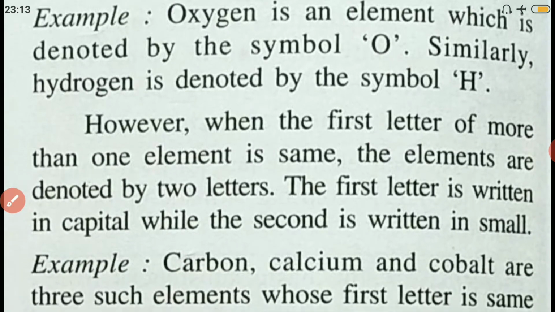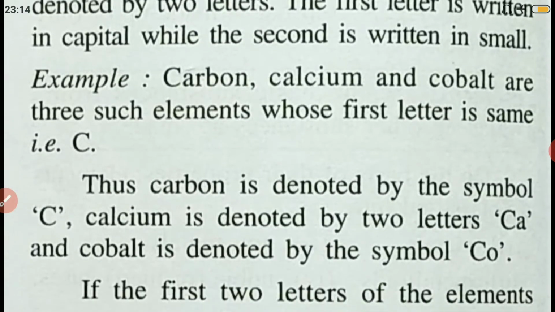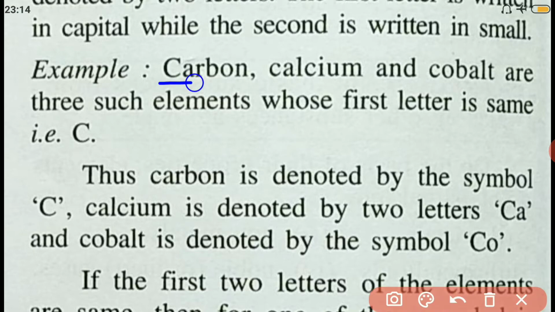Going further, however, when the first letter of more than one element is same, it can be same, right? The elements are denoted by two letters. The first letter is written in capital while the second letter is written in small. For example, carbon, calcium, cobalt are three such elements which have the same common first alphabet, which is C.